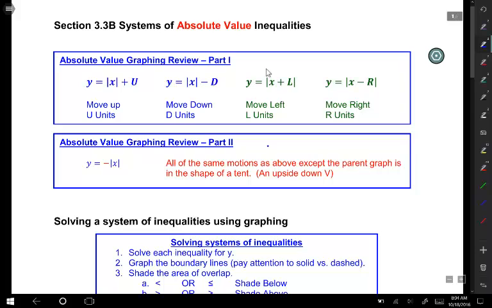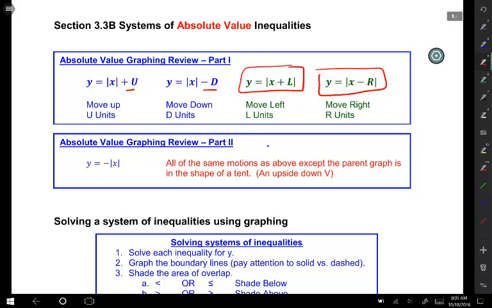All right, section 3.3b. Little review. I put this at the top. When the number on an absolute value is outside the inequality, it either goes up or down. So just notice that plus u and that minus d are outside, so that causes the absolute value, remember it's in the shape of a V, to shift up or down. When it's on the inside, these two shift in the opposite direction that they are listed. So a minus pushes it right, a plus pushes it left.